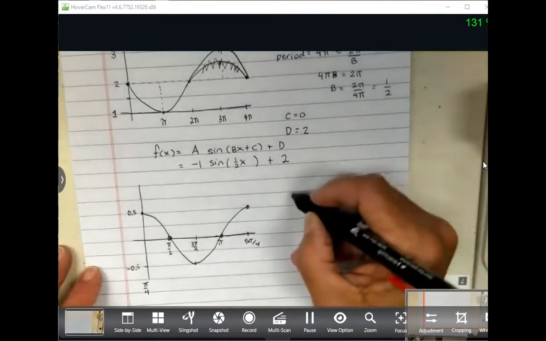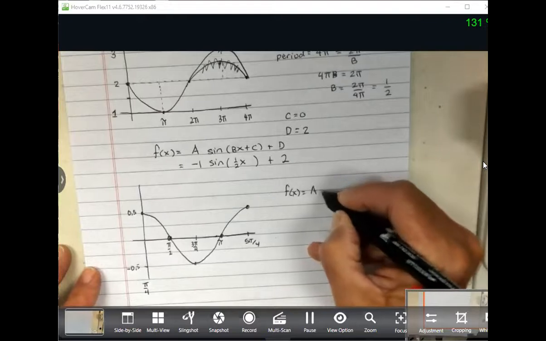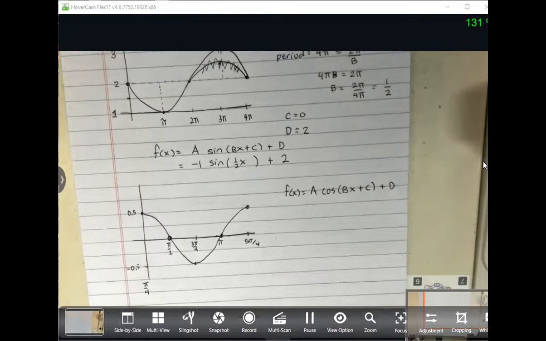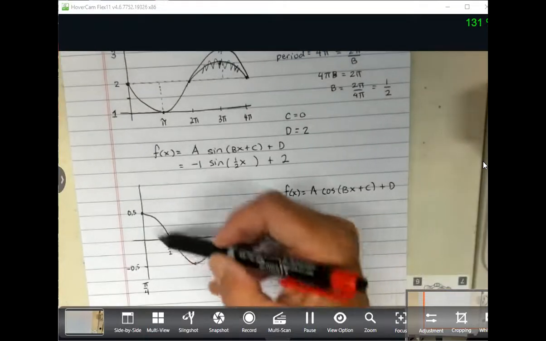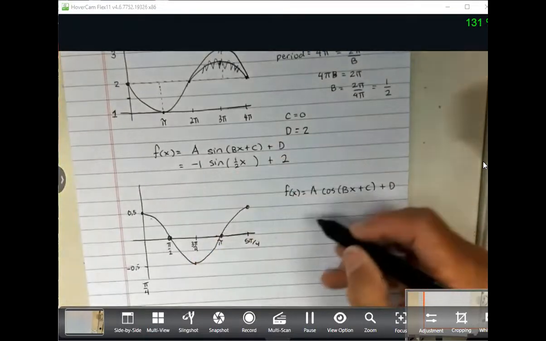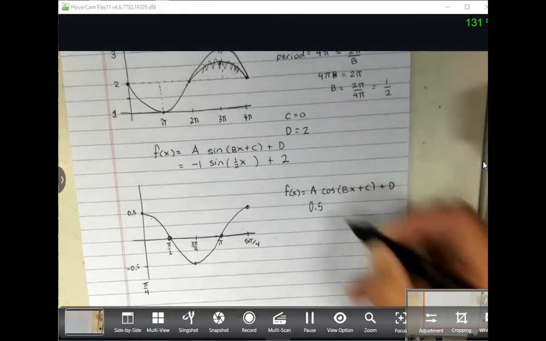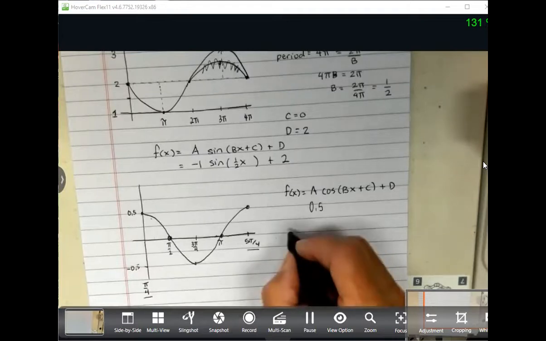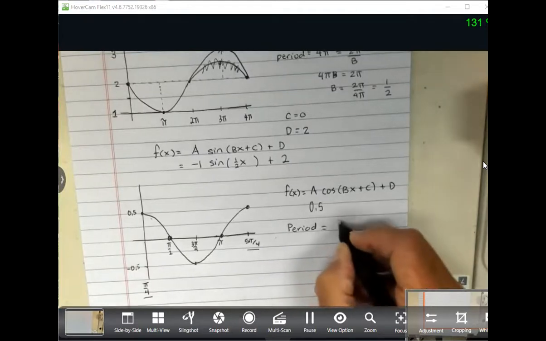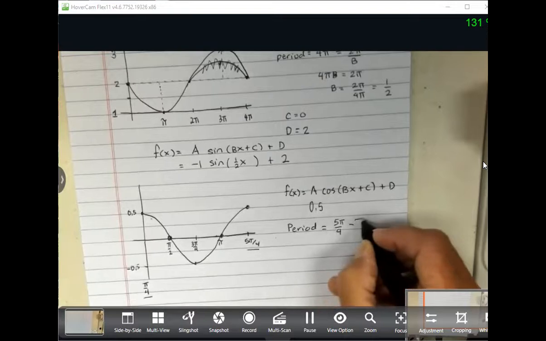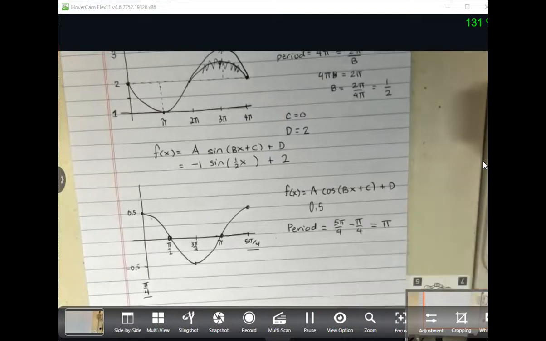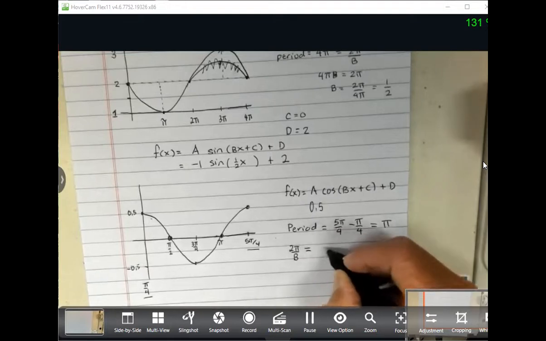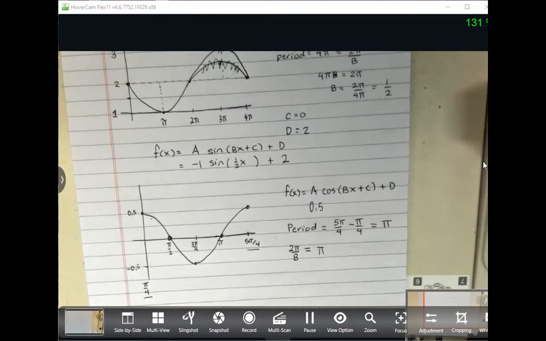So we're going to use f of x is equal to a cosine bx plus c plus d. The a is the amplitude, so from the intercept to the height is 0.5. The period is the difference between 5 pi over 4 and pi over 4, which is 4 pi over 4, or pi. And as before, the ratio 2 pi over b is equal to the period. We solve that for b.